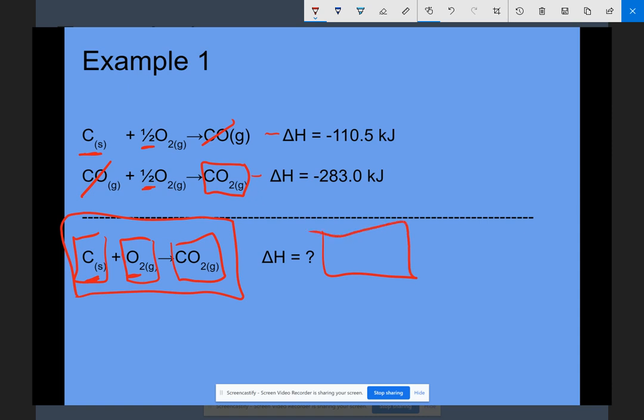And so when I plug that in my calculation, negative 110.5 plus negative 283.0, accounting for significant figures, gives me negative 393.5. So the total enthalpy for this reaction to be negative 393.5 degrees.